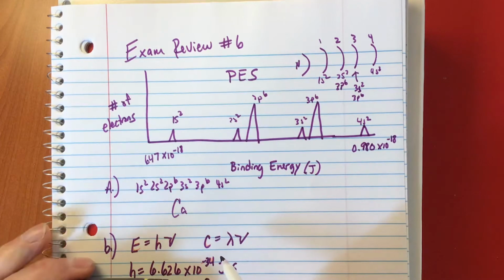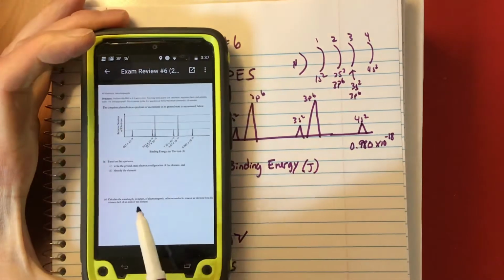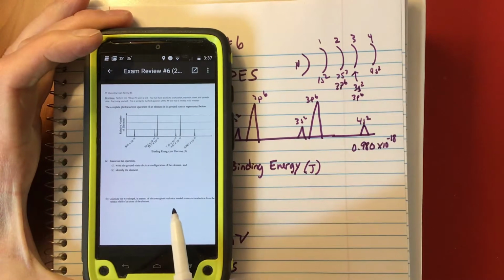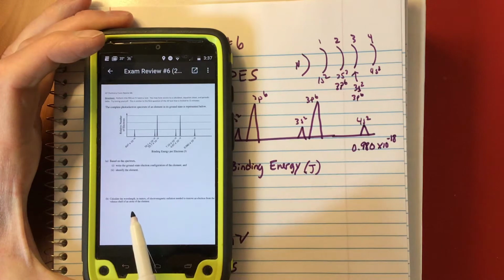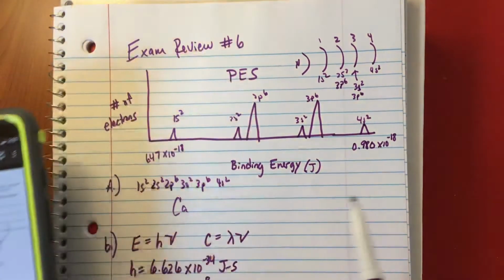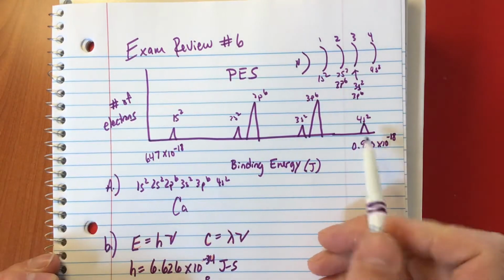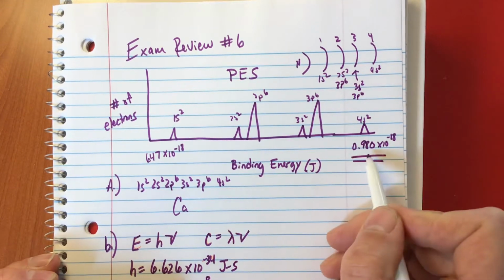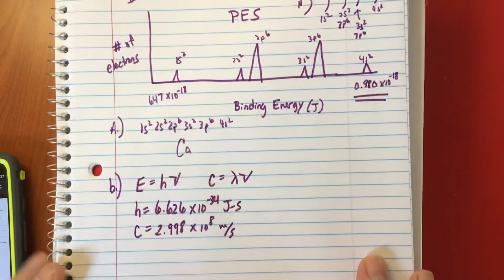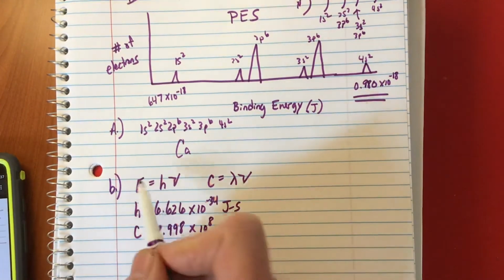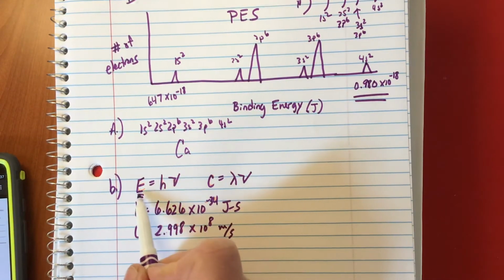B says calculate the wavelength in meters of electromagnetic radiation needed to remove an electron from the valence shell of an atom of this element. So our valence shell would be the 4s2. So here's the binding energy. So thinking about the binding energy, here's our expression for it.